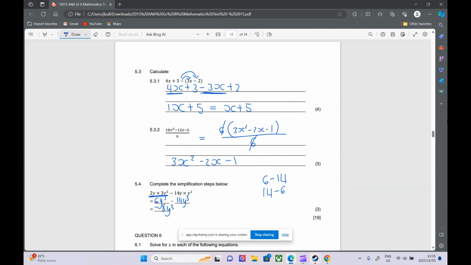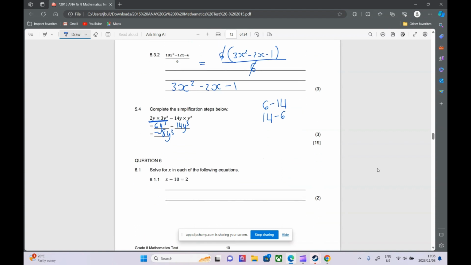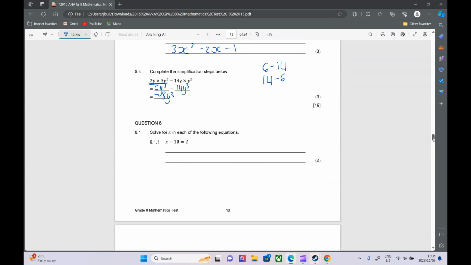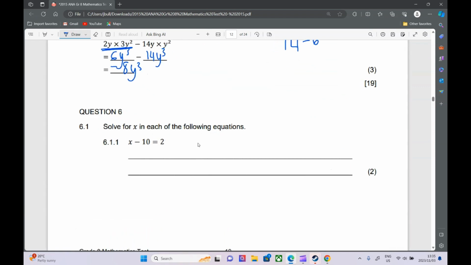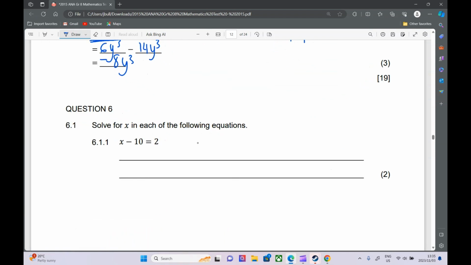Okay, then we are moving on to some solving questions. So we're going to be solving for x. We start off with a pretty simple one. So we've got x minus 10 is equal to 2. What we always do is we want to get x on one side by itself and we want to get all the numbers on the other side. Okay, so that's the format that we're trying to go for.